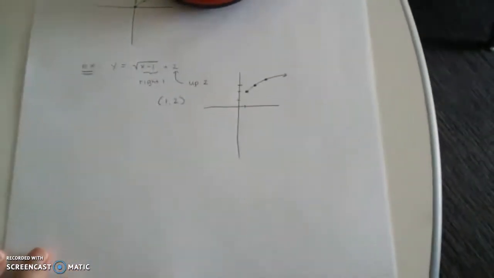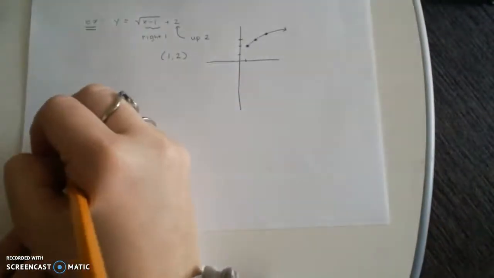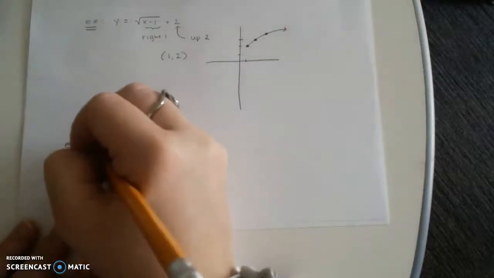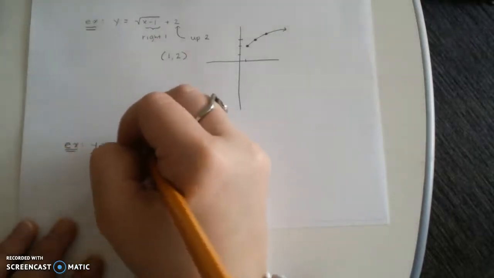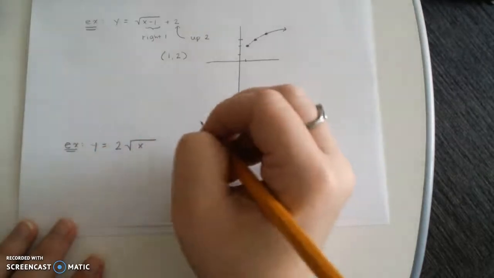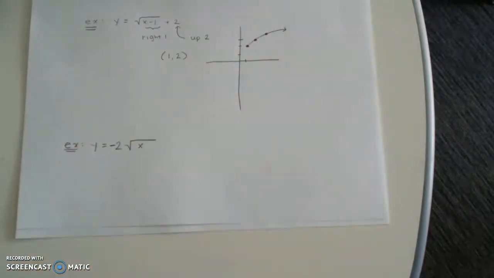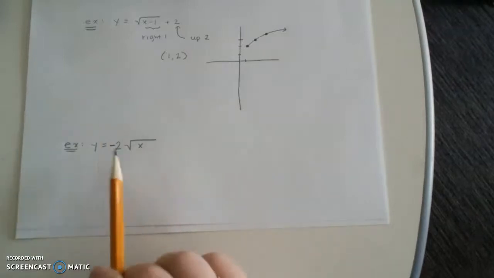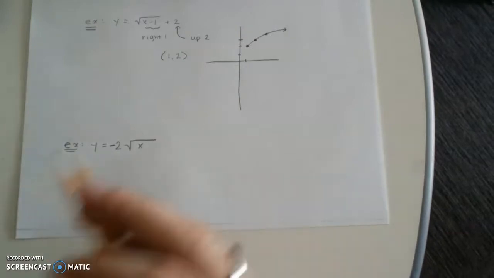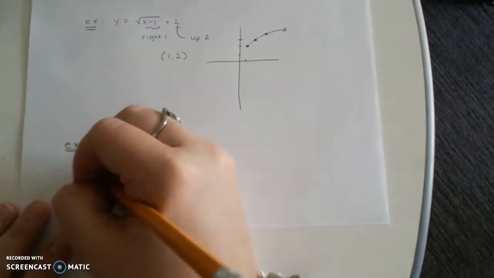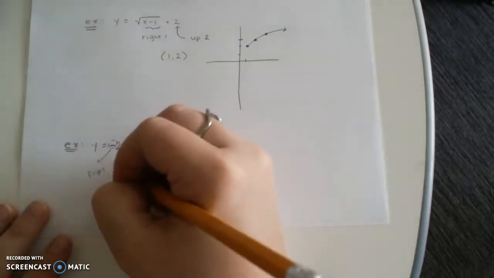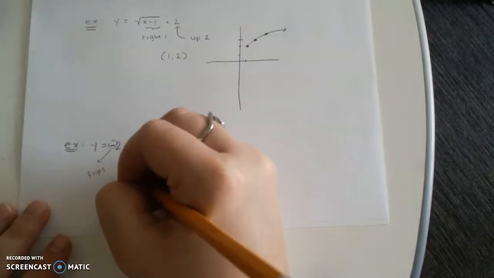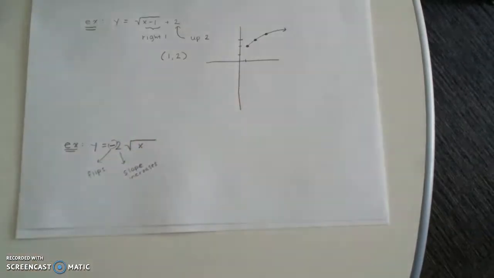Alright, what if we change the slope? What if we change how it looks? This time I'm not adding anything inside, I'm not adding anything outside, I'm just changing my A value. So the negative is going to tell me that it flips, and the 2 is going to tell me that my slope increases. Again, it's exactly like our absolute value functions, it's just a different shape.